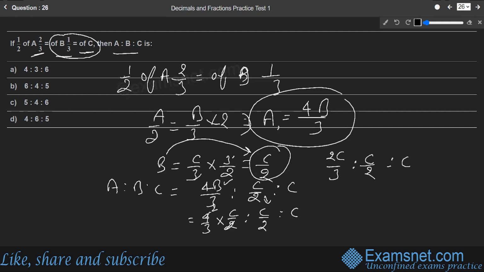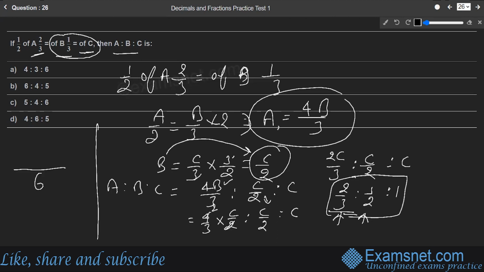Now, this is nothing but the ratio 2 by 3 is to 1 by 2 is to 1, because C is common. If we want to create a single numbered ratio with this, then obviously we need to cancel out the denominators. For that, we will have to take the LCM of 3 and 2. The LCM of 3 and 2 is nothing but 6.